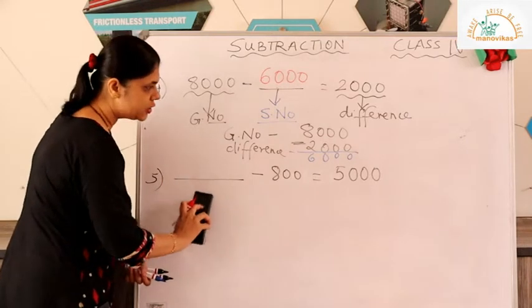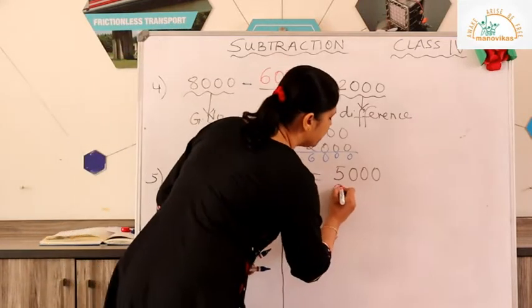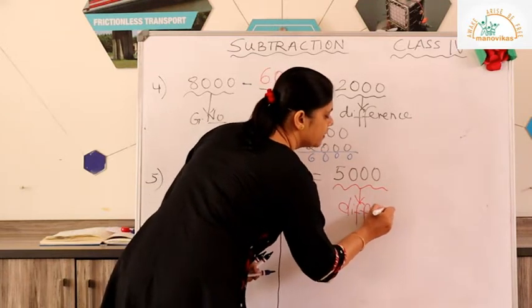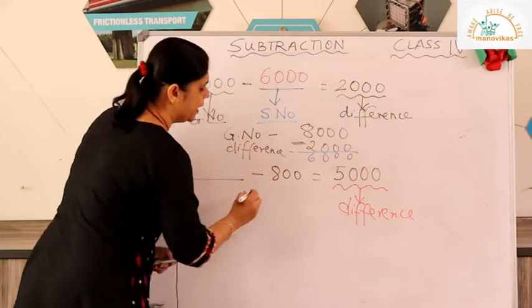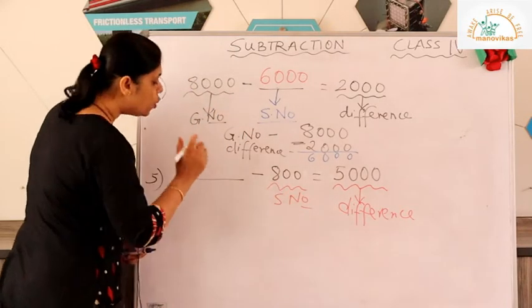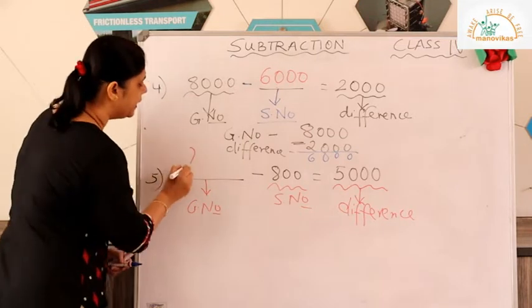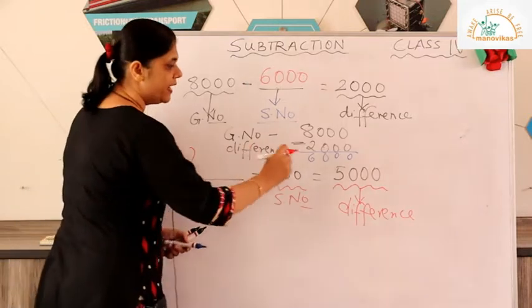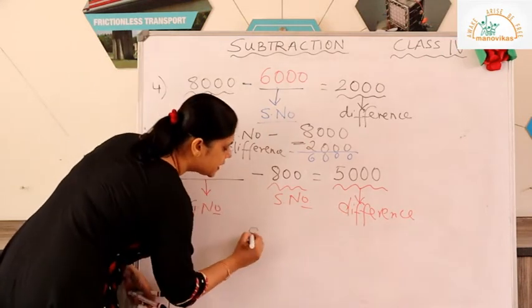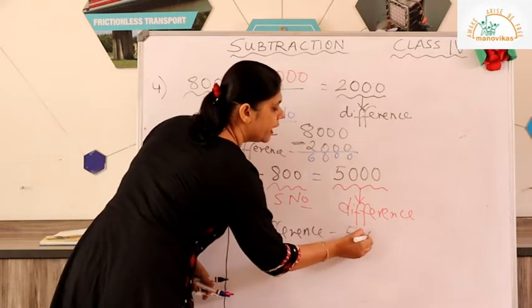Read it first. Dash minus 800 is 5,000. So in this case you are given the answer, that is the difference is 5,000, right? Now the smaller number is 800 and you are told to find the greater number, right? So to find the greater number, what will I do? I will add the difference and the smaller number. So now what is the difference given? The difference is given to be 5000, right?